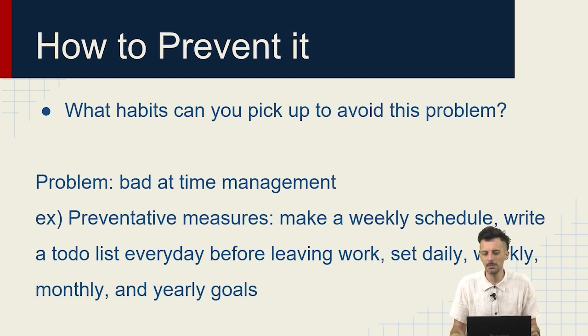So if you're bad at time management, some preventative measures you can have are making a weekly schedule. Another thing is to write a to-do list every day before leaving work. I actually mention this to all my students I've had. The most useful thing to never feel busy at work is making a to-do list before leaving your work every day. And maybe setting daily, weekly, monthly, and yearly goals. If you're bad at time management, setting little goals every day, week, or month is quite useful. These are all my opinion. I might be wrong, so.